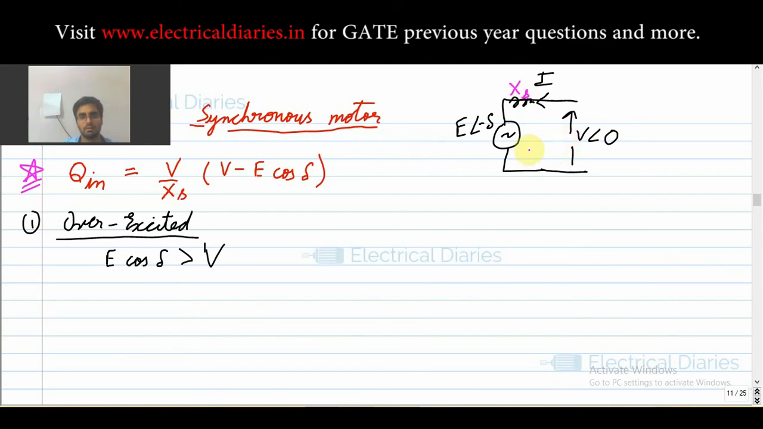For this motor, we have Q in, that is Q input, as V by Xs into (V minus E cos delta). Now the first case is when E cos delta is greater than V. What does it imply? It implies that your Q in is less than 0, so Q is negative. This is a standard rule that whenever your reactive power is negative, and by default we are talking about the lagging reactive power, it implies a leading power factor, that is, the motor is operating at a leading power factor.